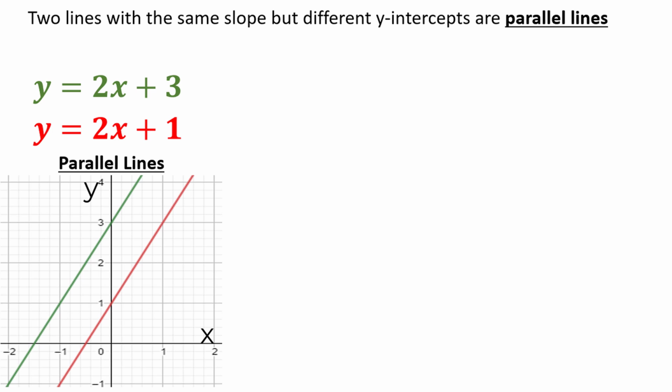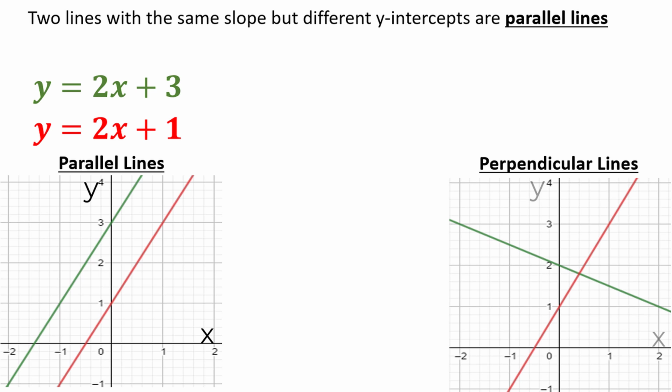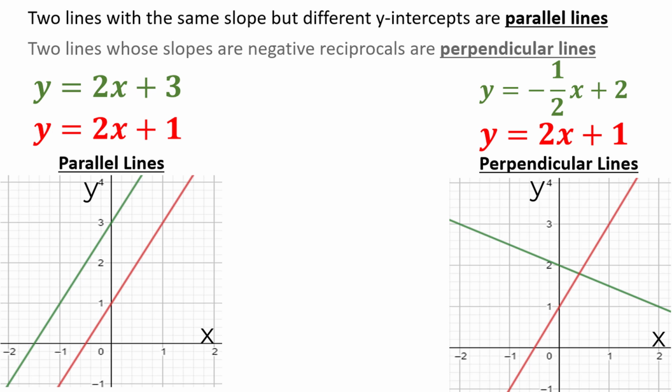Another interesting case is the set of perpendicular lines. Perpendicular lines intersect at a right angle, as can be seen from the graph. The equations of the two lines are y equals negative 1/2 x plus 2 and y equals 2x plus 1. The relationship that the equations of perpendicular lines have is that their slopes are negative reciprocals of each other. That's just a fancy way of saying flip the fraction on your slope and make it negative.